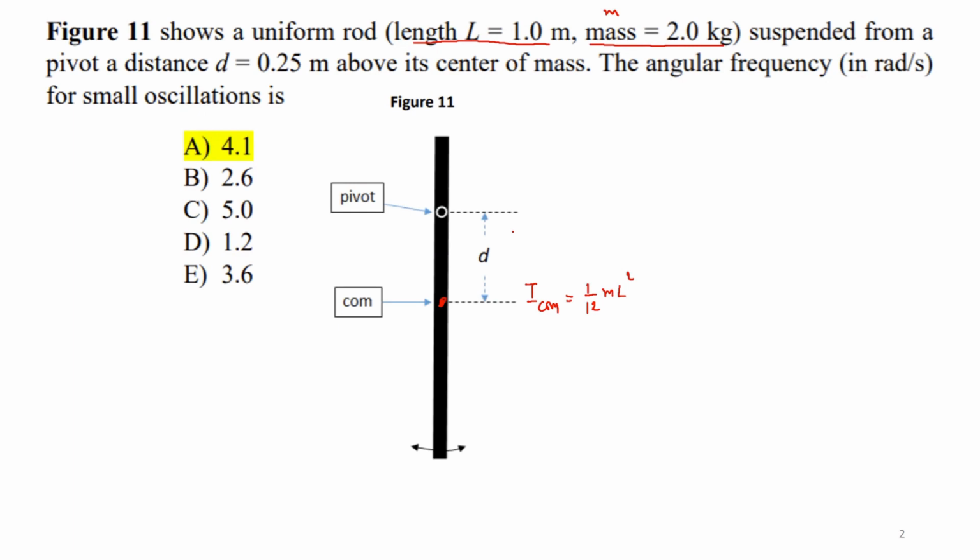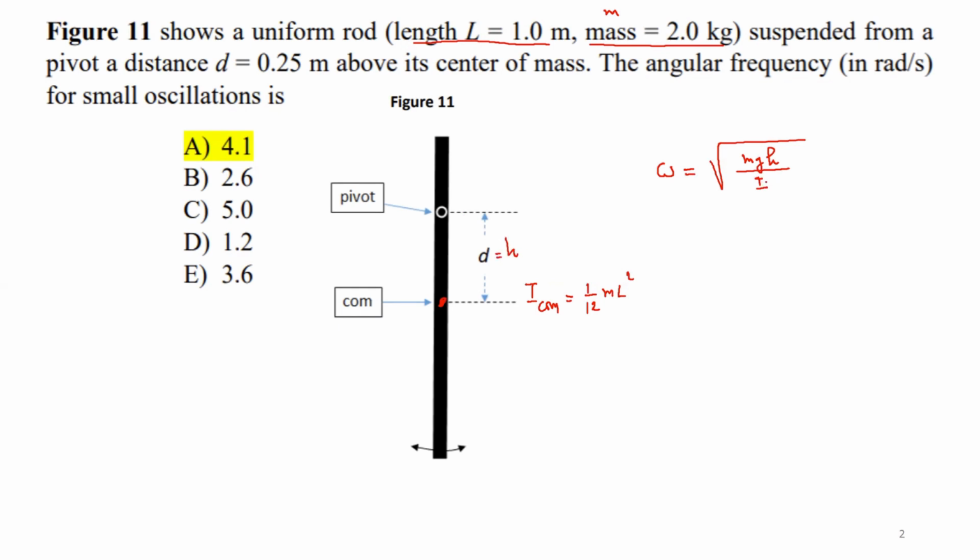So the question is, what is the angular frequency in radians per second for small oscillations of this physical pendulum? Well, you know the formula. I demonstrated it in class. Omega is equal to the square root of mgh divided by the moment of inertia around the pivot point. Here h is equal to d, the distance between the center of mass and the pivot point.